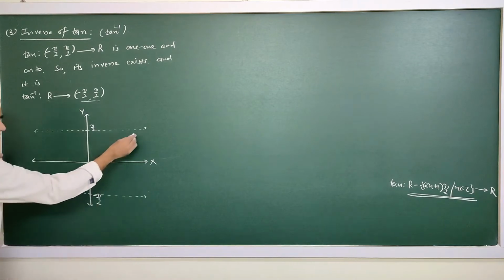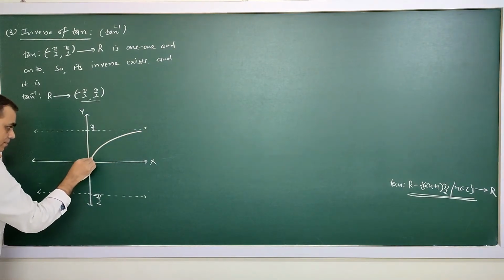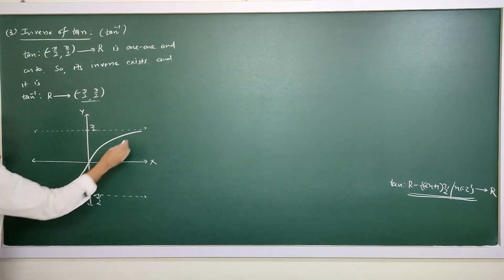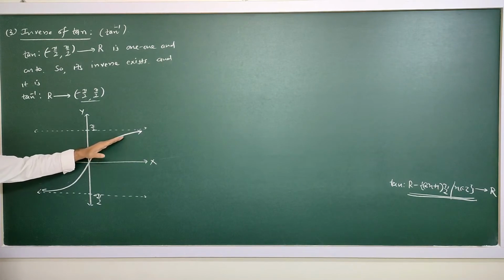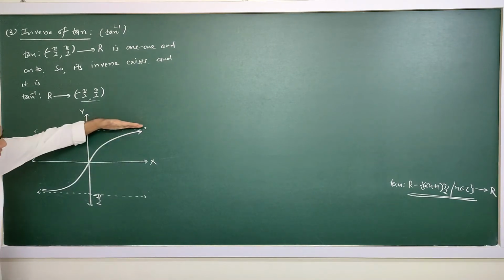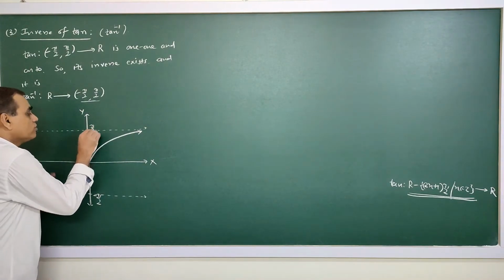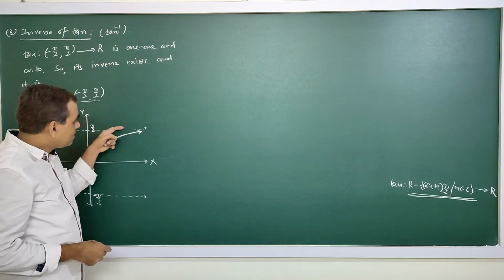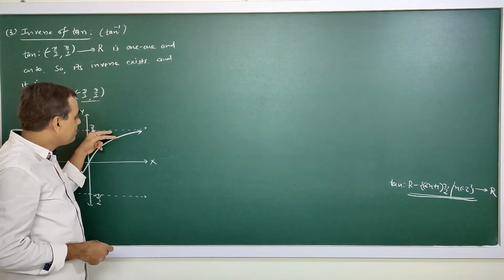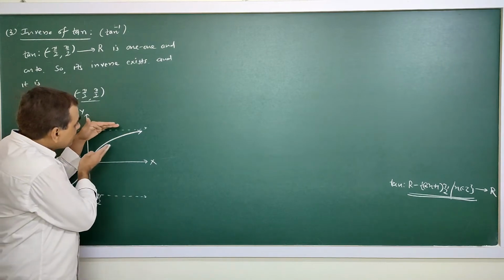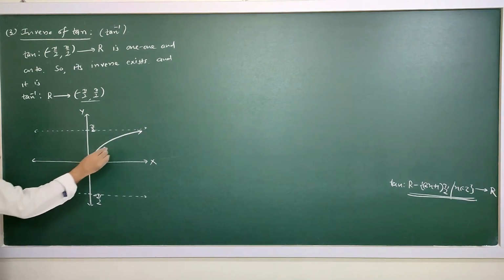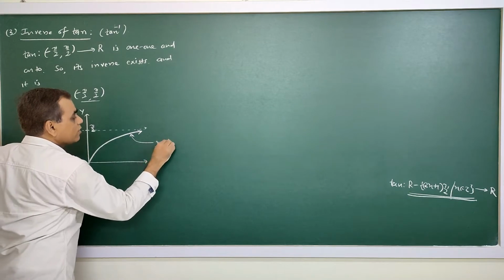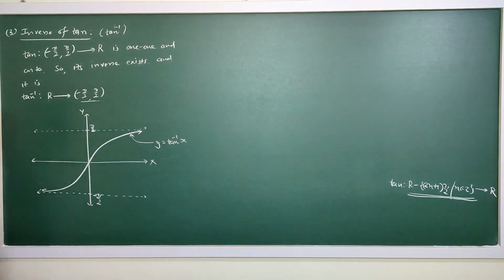Domain is R, so its graph will be something like this. Moving from left to right, it is rising up. Here going upward, going nearer and nearer towards this horizontal line, y equal to pi by 2. Distance of this horizontal line and this graph will be continuously decreasing, but they will never cross, never touch. Similarly at this side. So this is graph of y equal to tan inverse x.